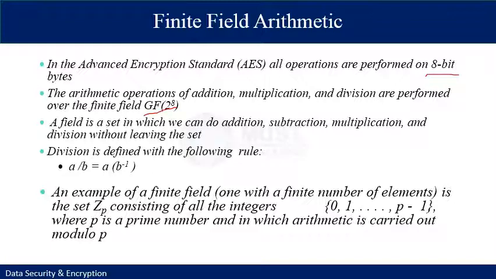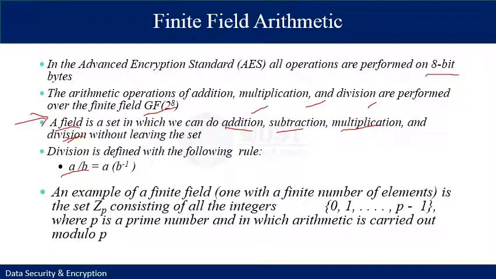An important consideration about a field is that it is a set in which we can do addition, subtraction, multiplication, and division without leaving the set. That means the result of any two operands under addition, subtraction, multiplication, and division will be a part of that set. Then this set will be called a field. So it is necessary for a set to be a field to perform such operations. The division is defined as A over B is equal to A times B inverse.